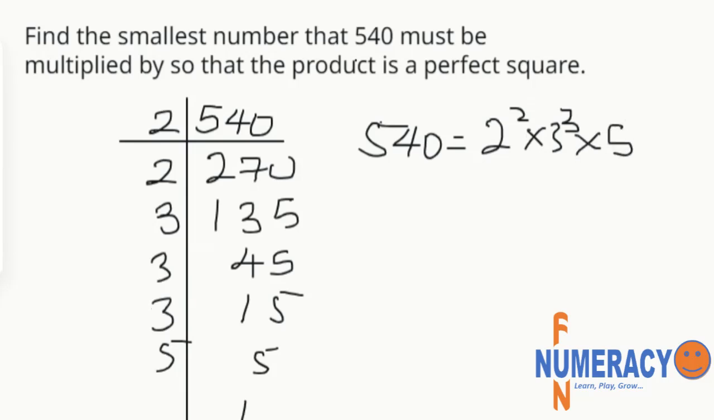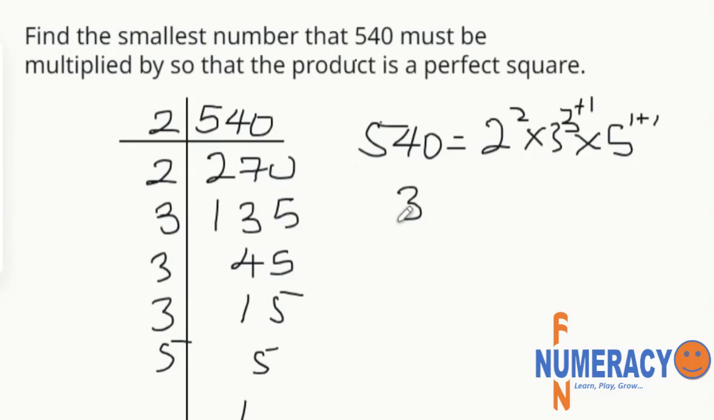And see that the index of 2 is even, but the indices of 3 and 5 are odd. So we multiply by one more 3 and one more 5 to get the number that will make this product a perfect square. So we are going to add one more 3 here and then one more 5 here. If you've done lots of indices, this 5 raised to 1 times one more 5.